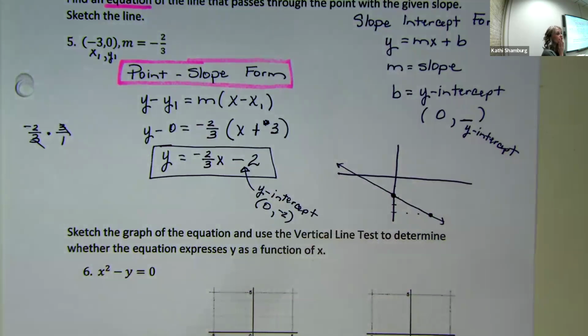Do we have to do domain and range? This one's not asking for domain and range, which would be negative infinities.